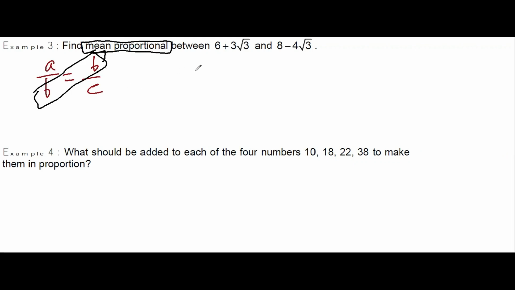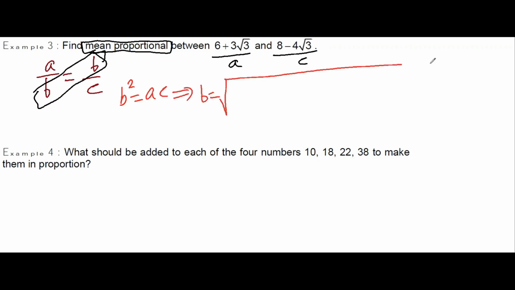Then what will be a and c? You can consider this as a, and you can consider this as c. So what will be your b? b square is equal to ac, and the value of b will be the square root of ac. What is a? a is 6 plus 3 root 3. And what is c? c is 8 minus 4 root 3. So I have to solve this. Let me solve it here itself.